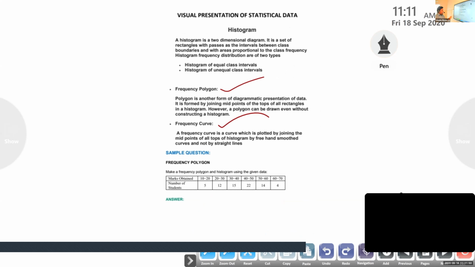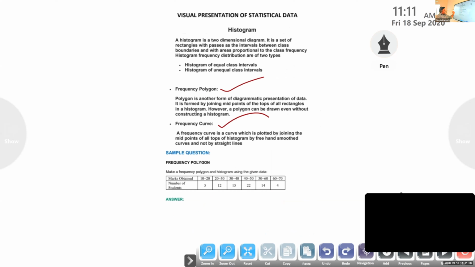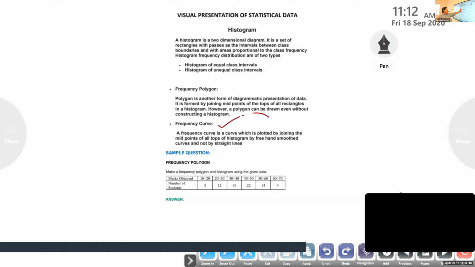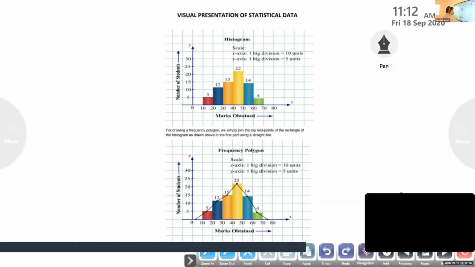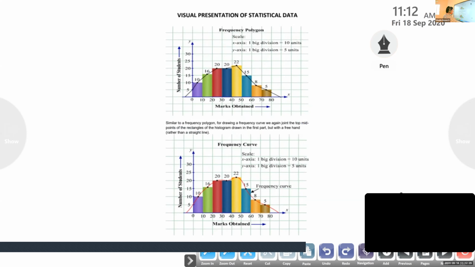So we find the midpoint of each rectangle at the upper limit, and we connect all those points with a scale. The first bar's midpoint toward the origin, and the last bar's midpoint toward the parallel line, should be a dotted line. That's called a frequency polygon. Frequency curve means we connect all those midpoints with a free hand. So that's called a frequency curve. That was important: how to construct a frequency polygon and a frequency curve. These are the examples for a histogram.